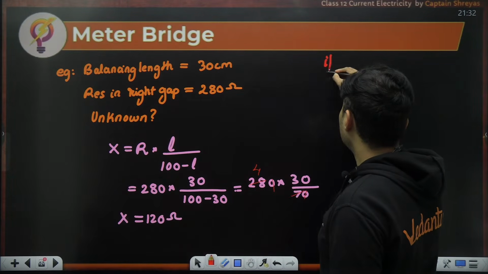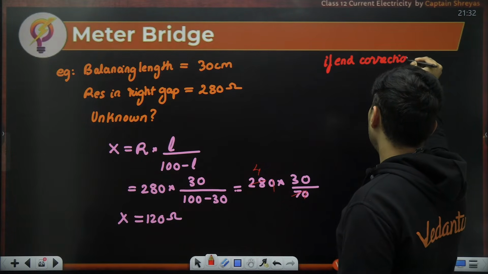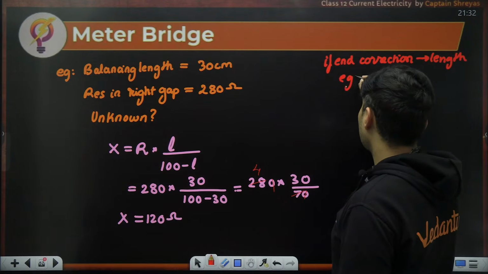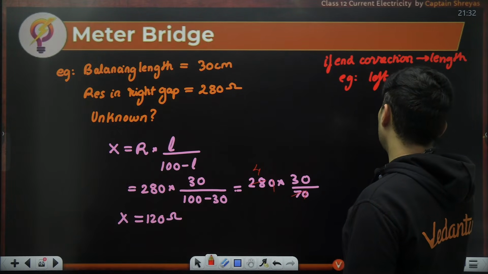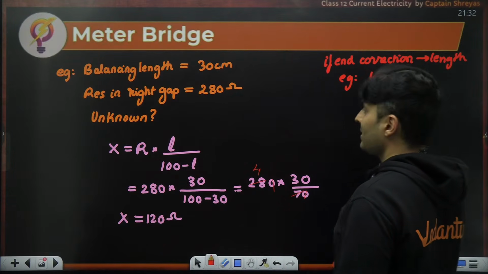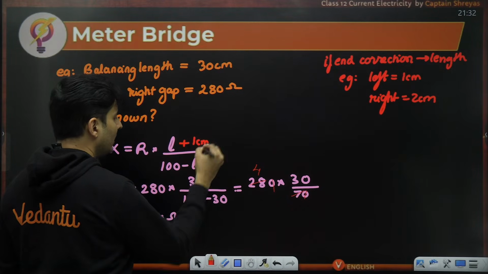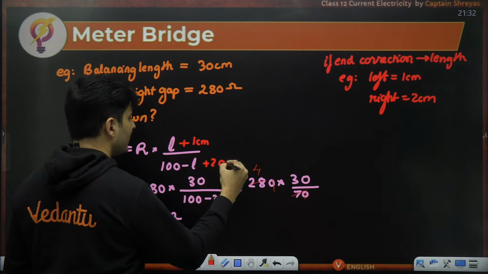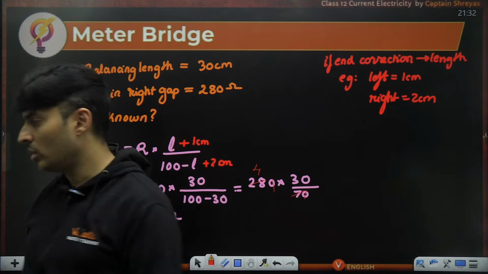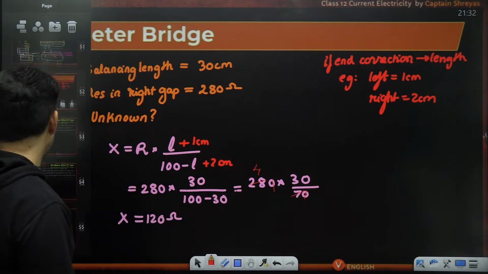So if end correction is given, it is mentioned in terms of length. Example, for the left side it is given 1 centimeter, and for the right side, let's say, 2 centimeters. Then here you will add the left side, which is 1 centimeter, and here you will add the right side, which is 2 centimeters, if that has to be accommodated. Otherwise, you don't have to worry about it. Cool. We'll solve some questions so that you will get an idea of it.